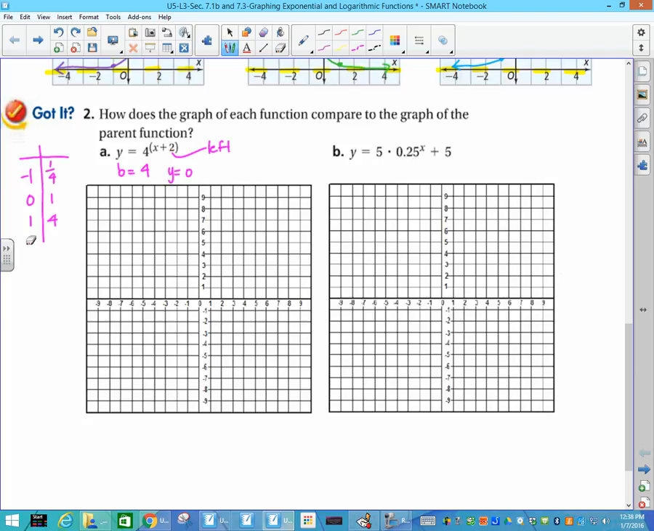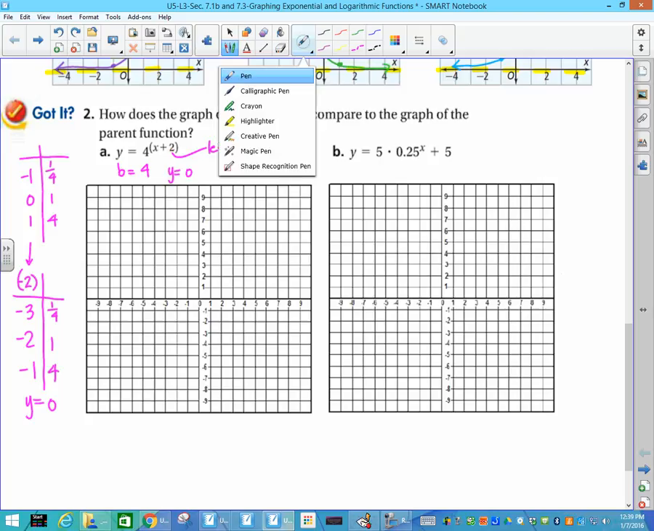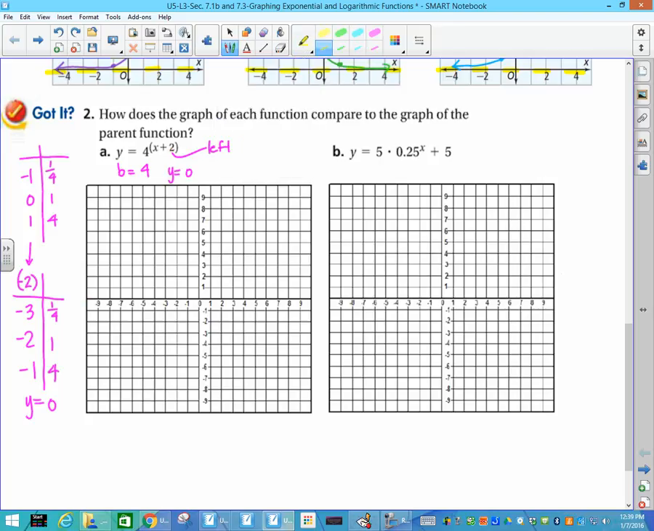So if it goes to the left, what am I going to do to each x value? I'm going to subtract 2. So if I subtract 2, -1 minus 2 is -3, 0 minus 2, and 1 minus 2. My y values do not change. My asymptote, y equals, I did something to the x's, not to the y's, so again, it will not change.